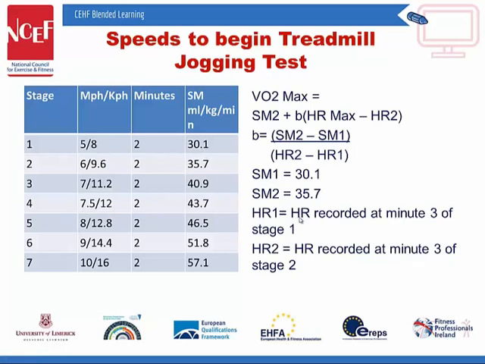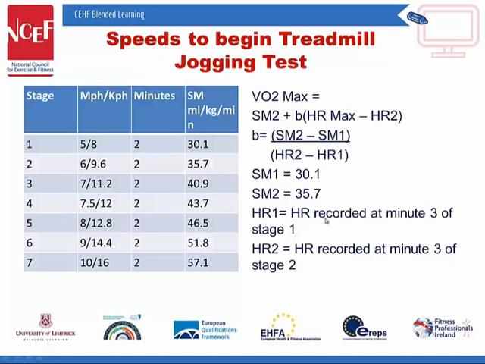the submaximal workload 1 is 30.1. We went on then to stage 2, which is submaximal workload 2, at 9.6 kilometers an hour for 2 minutes and 3 minutes, and that is 35.7. So SM1 is 30.1, SM2 is 35.7. If we had gone on to stage 3, then SM2 would have been 40.9 and so on.